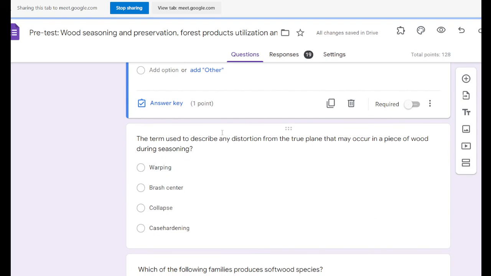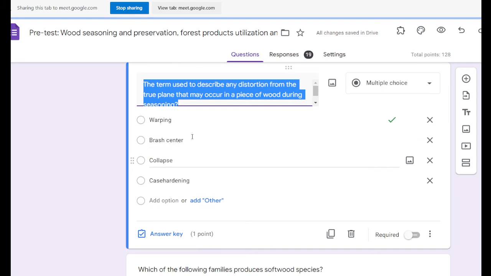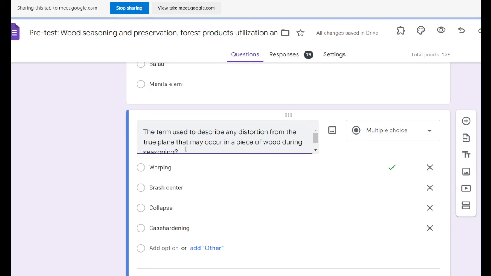the term used to describe any distortion from the true plane that may occur in a piece of wood during seasoning. Okay, the term used to describe any distortion from the true plane. If it was flat and it got distorted, meaning twisted or bent a little, that may occur in a piece of wood during seasoning, during the drying process. So that is warping. Warping can take the form of bowing, cupping, twisting or crooking. So that is a form of warping.